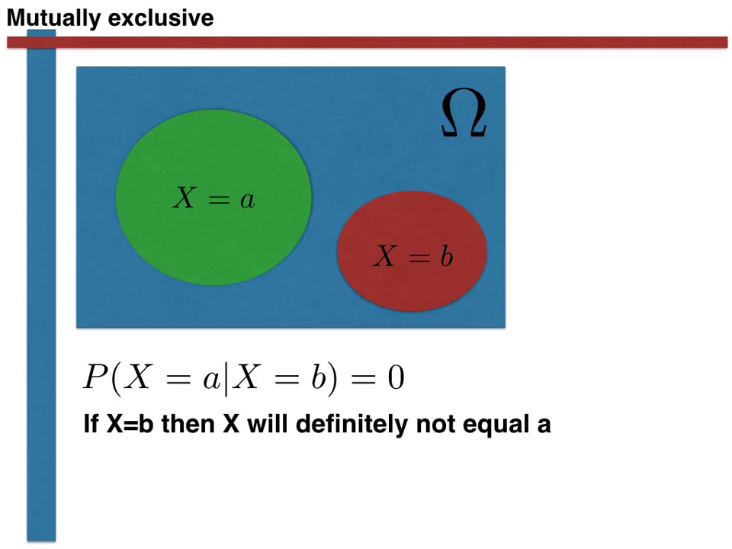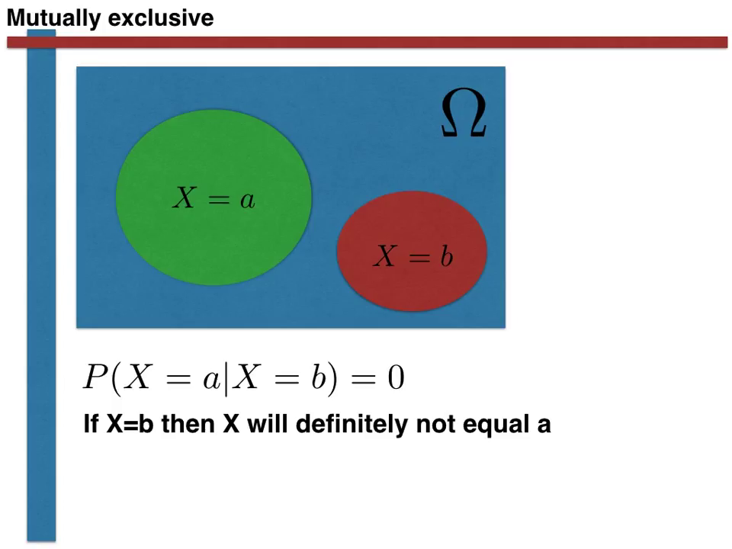This is in many ways the polar opposite of independence. If two events, capital X equals A and capital X equals B, are mutually exclusive, then X's being equal to B essentially prevents X's being equal to A. In other words, X's being equal to B has a massive effect on X's being equal to A. It most definitely does not have no effect, as it would if these two events were independent.